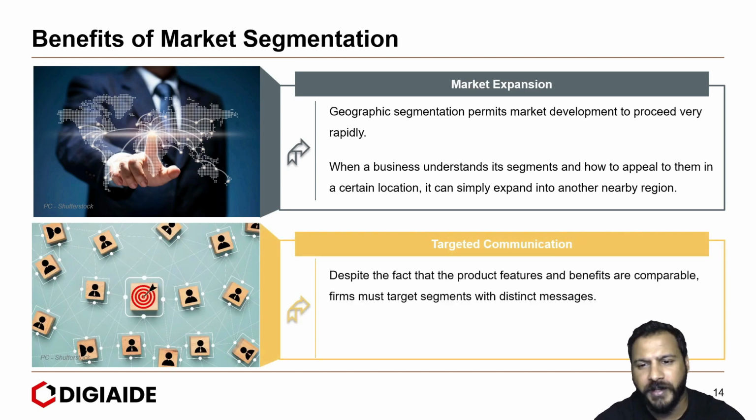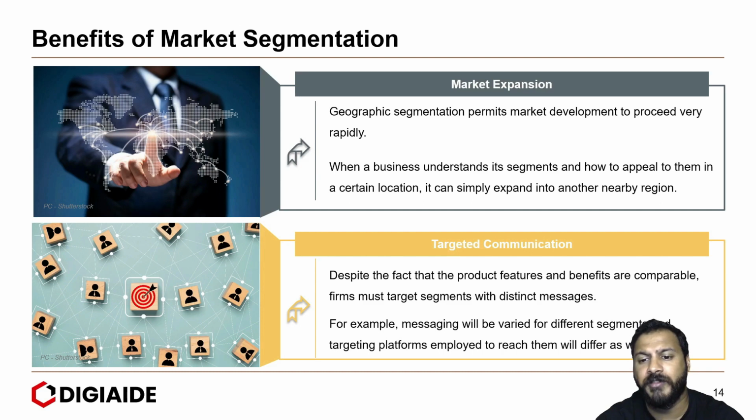And finally, targeted communication. Despite the fact that product features and benefits are comparable, firms must target segments with distinct messages. For example, messaging will be varied for different segments, and targeting platforms employed to reach them will differ as well.